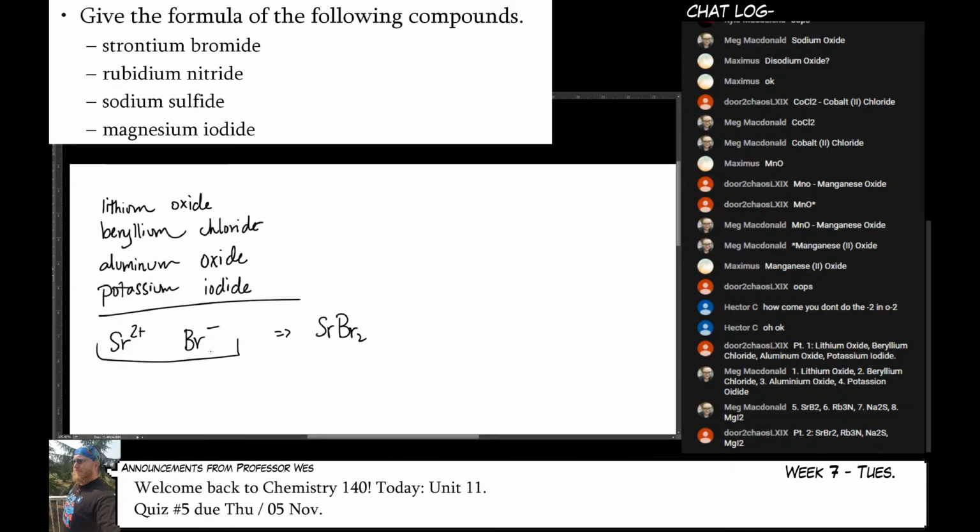So this step right here, this is Unit 9. So if you're looking at this and going, oh, I don't remember how to do that, it's time to review Unit 9.